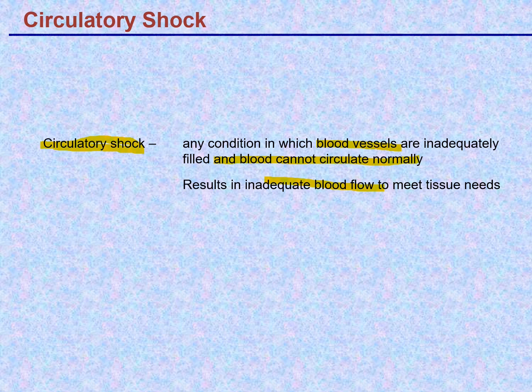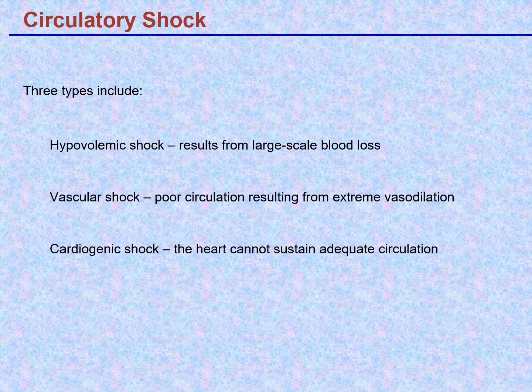This can be due to blood loss, or it could be due to widespread vasodilation and increased vascular permeability, so that more fluids are going out of the circulation and into the tissues. Circulatory shock is very serious. There are generally three types.